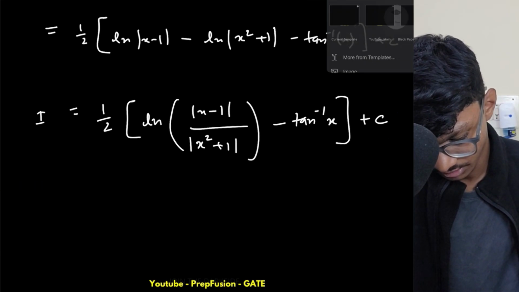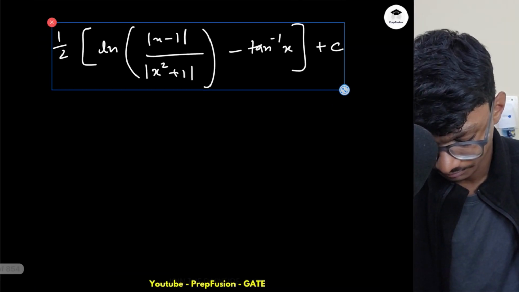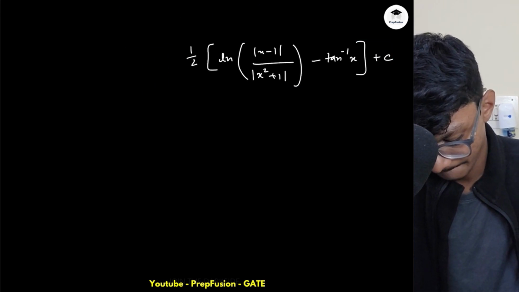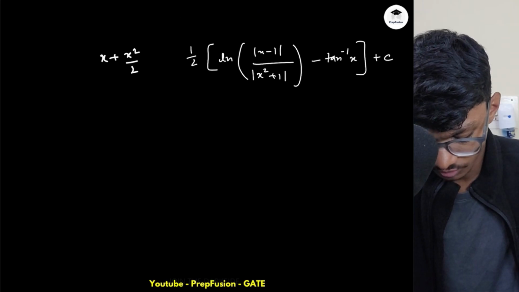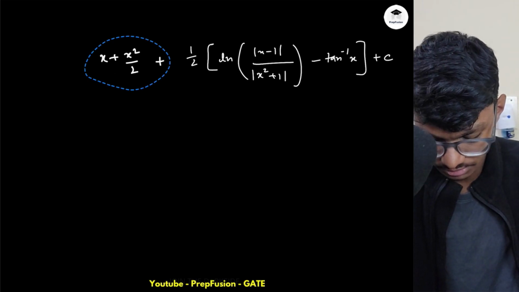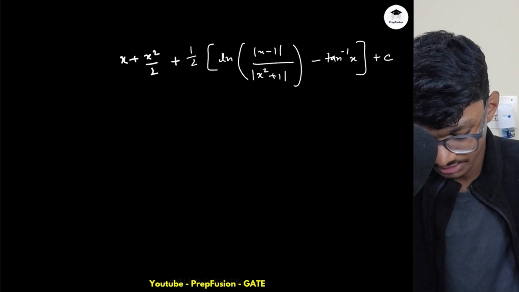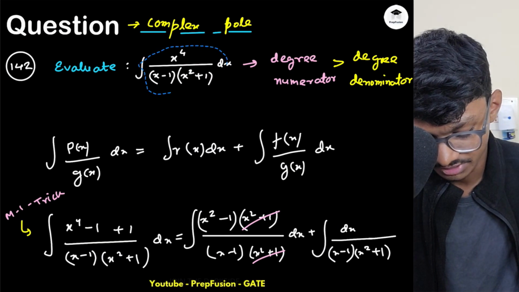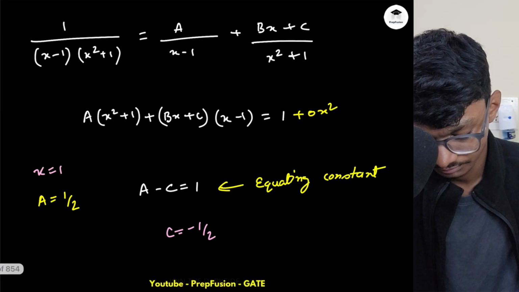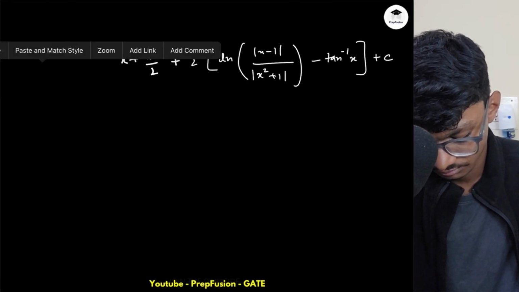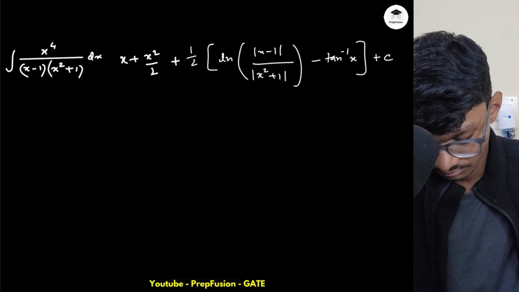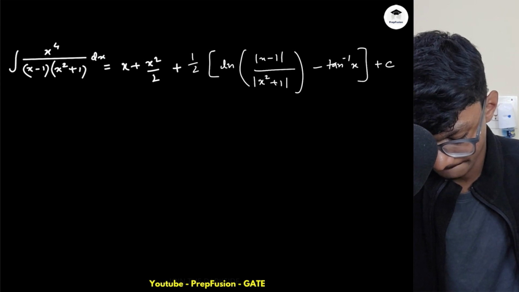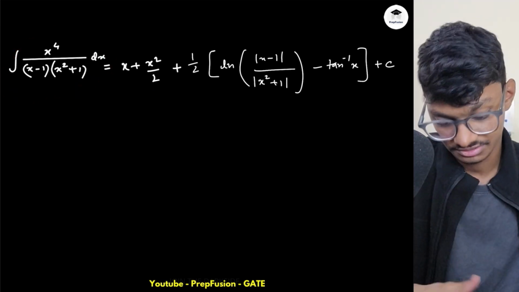What I will do is I will cut and take a new page. Reduce the size. X plus x square by 2 plus this, and what was the integration? The integration was very simple, right? But the answer came out very weird. So that is what happens. So this is my answer basically. So yeah, this is like a very weird expression.